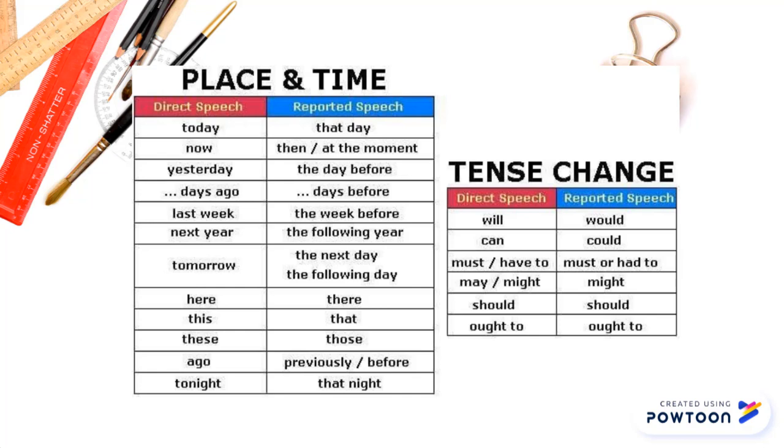You have the tense change. Direct speech, reported speech. That is the indirect speech. Will, would. Can, could. Must, have to. Must or have to. May, might, might. Should, ought to, ought to.